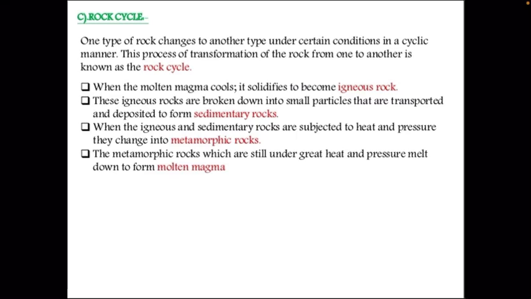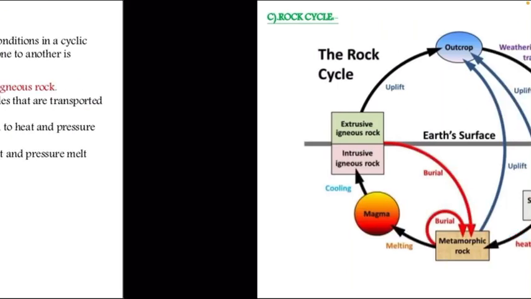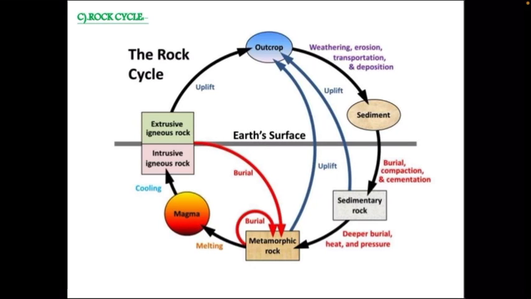Moreover, the metamorphic rocks, which are still under great pressure under the Earth's surface, can convert into molten magma. This is called the rock cycle, where one particular type of rock can convert into another very easily.